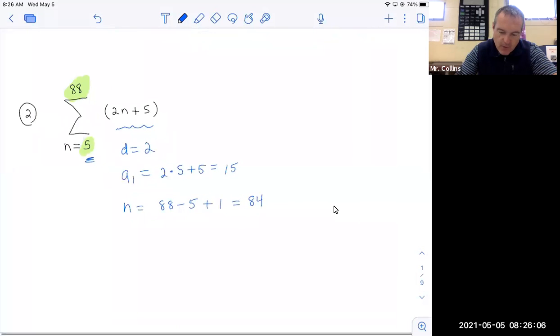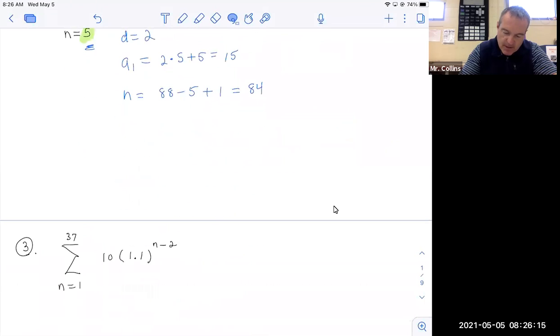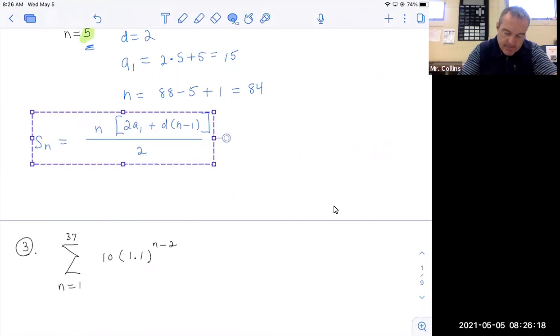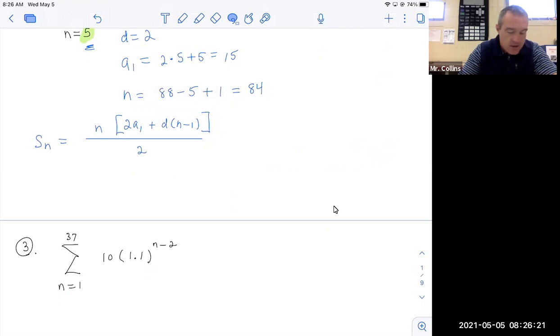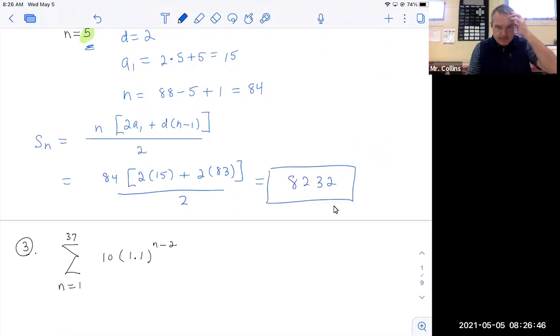And then, hey, same formula. I'm going to cheat and use my Apple Pencil and copy this as best I can. Okay, so if I plug in here, my n was 84. If I double the first term, that's 2 times 15. Common difference is 2. 84 minus 1 is 83. I divide the whole thing by 2. Again, you could simplify it, but your best bet is to get a graphing calculator. 8232 is what this shakes out as.